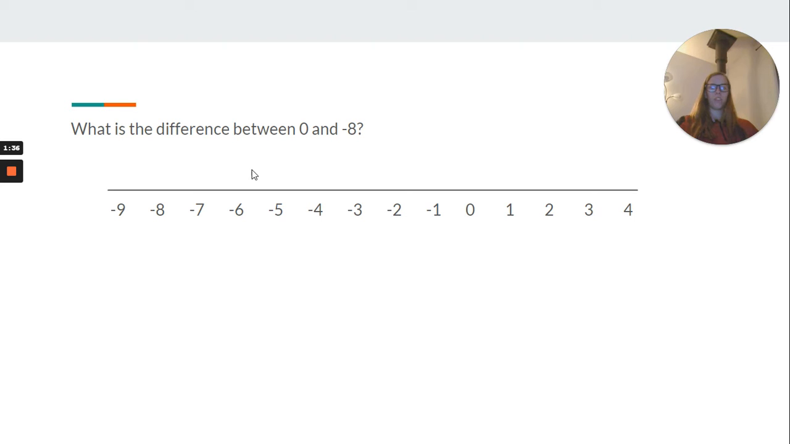Okay, so what's the difference between 0 and 8? We have 0 here, we have 8 here. So 1, 2, 3, 4, 5, 6, 7, 8. However, notice that it's positive. It's not a negative because we're looking at the difference. So how many units are between -8 and 0?